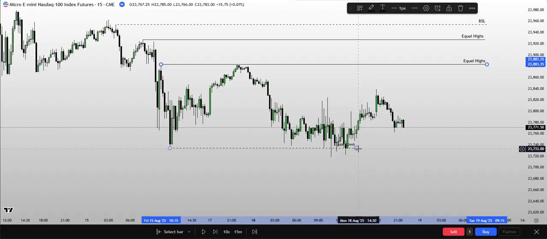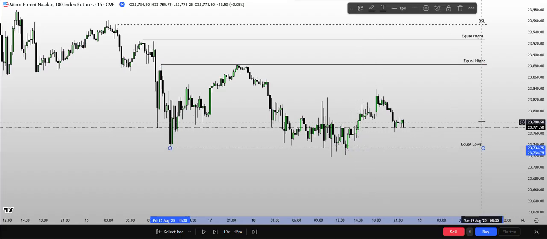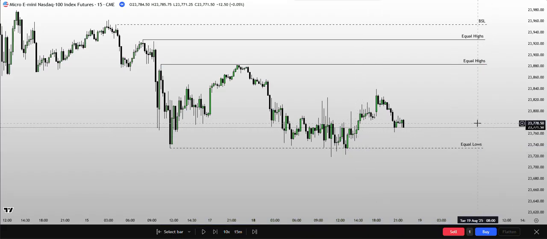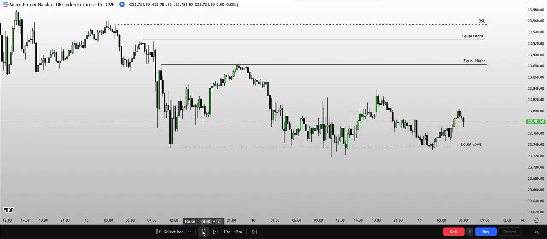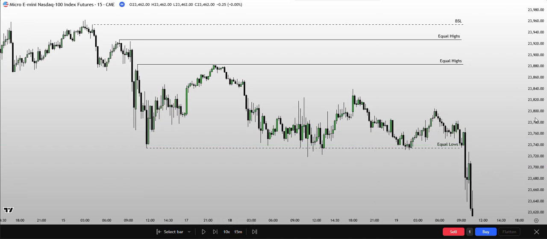That's very normal. But as long as you're consistent with what you want, looking for the confirmations and being consistent that way, you will see lots of success in the markets. So that's all. I'm going to call it here for the draws on liquidity.